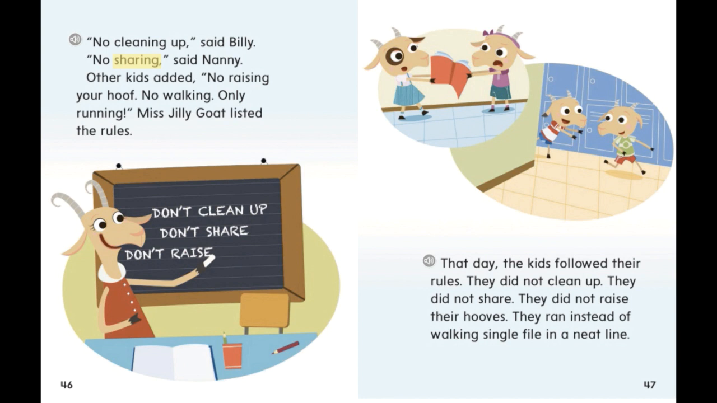Now, as I read on page 47, I noticed there were a lot of different effects or things that happened. When the kids followed their own rules, the effects include not cleaning up, not sharing, and running. And the causes of all these behaviors are the rules that the kids made. Because remember, they said no cleaning up, no sharing, and no walking.